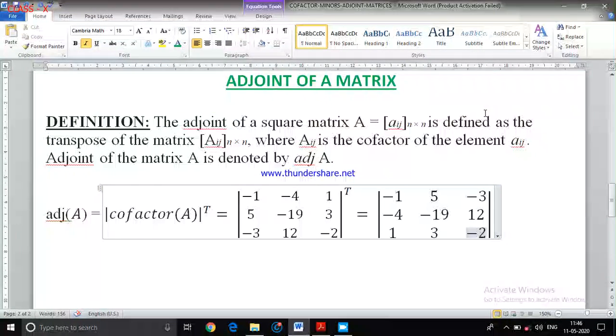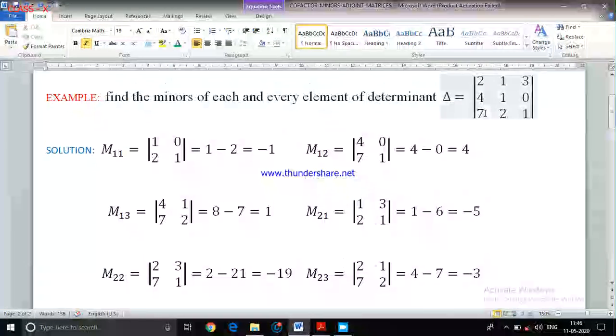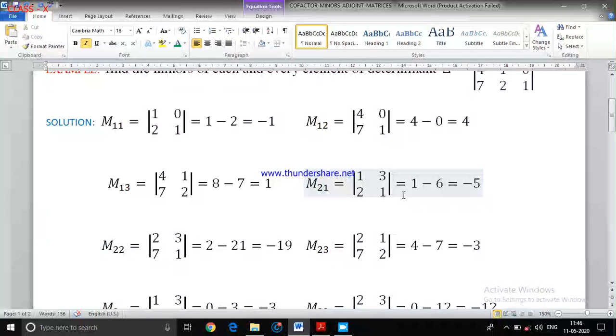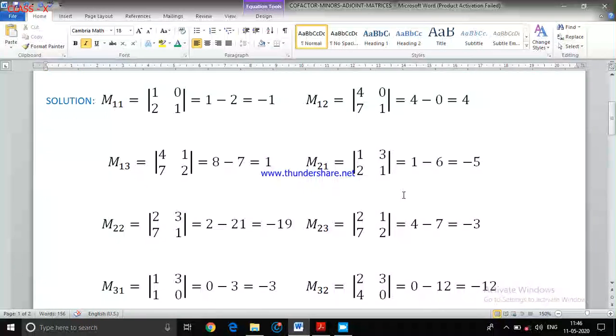First you have to find the minors, then you have to find the cofactors. After finding the cofactor matrix, take the transpose of it. That will become the adjoint of the matrix. Be careful: if you make any mistake in the minors of the matrix, the entire process will be wrong, and you will not get any marks. You will get maybe 1 or 1.5 marks for finding the minors. That's it. Every 6 mark question.